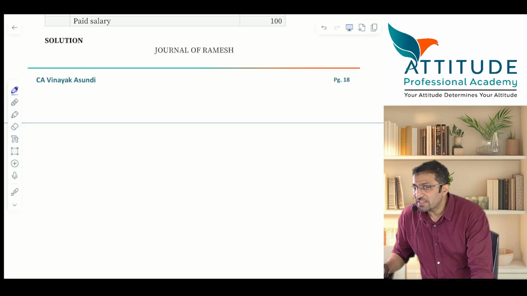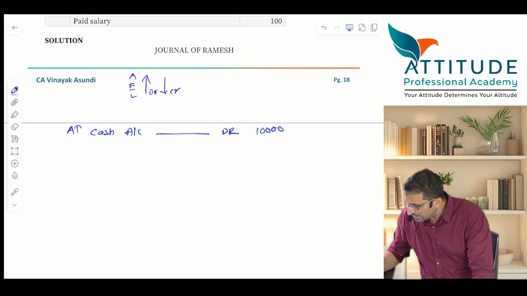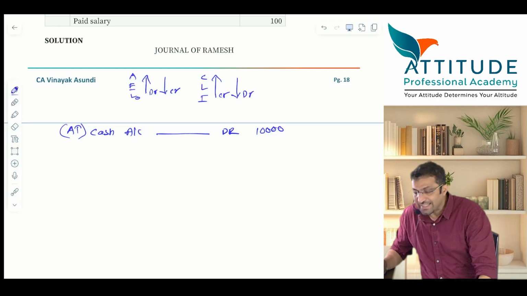What comes into the business? Cash account. Debit. How much? 10,000. Asset increases. I repeat: asset, expense, loss. If they increase, they are to be debited. If they decrease, they are to be what? Credited. Capital, liability, and income: if they increase, they are to be credited. If they decrease, they are to be what? Debited.